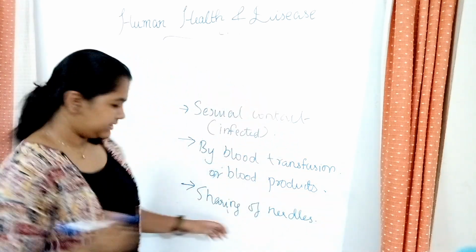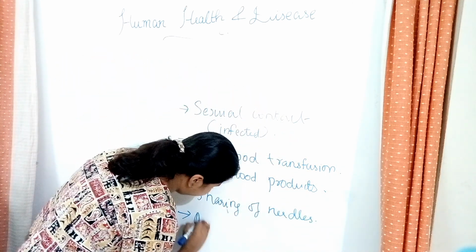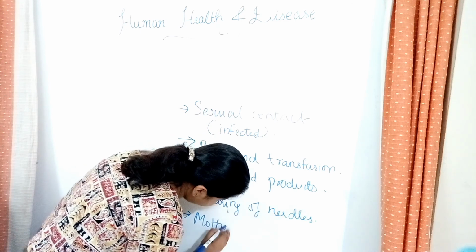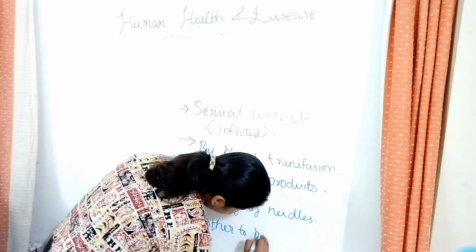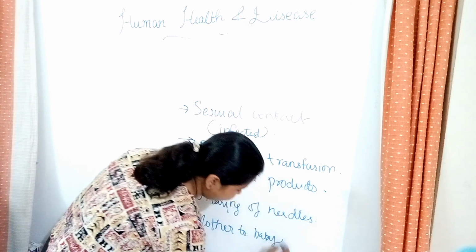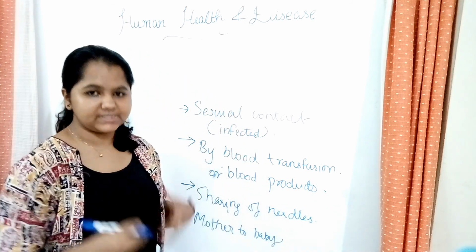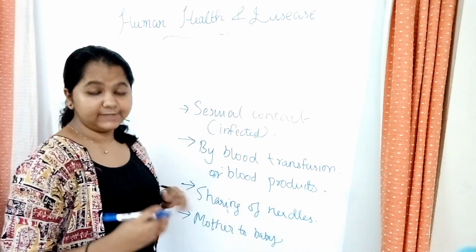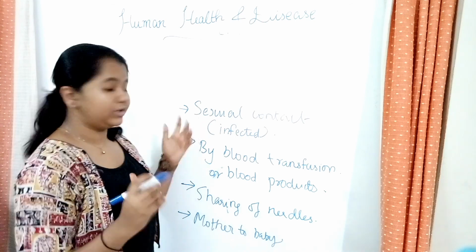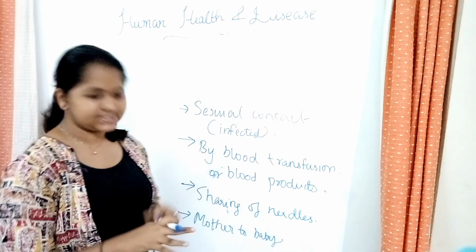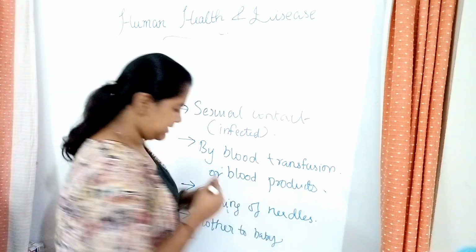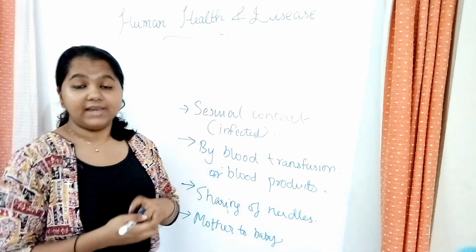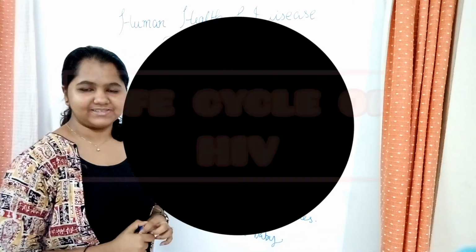Okay, that is a thing. Then from mother to baby. Through the placenta, the mother transmits this disease to the baby. These are the 4 ways this disease is transmitted. So now let's discuss the life cycle of the HIV virus.